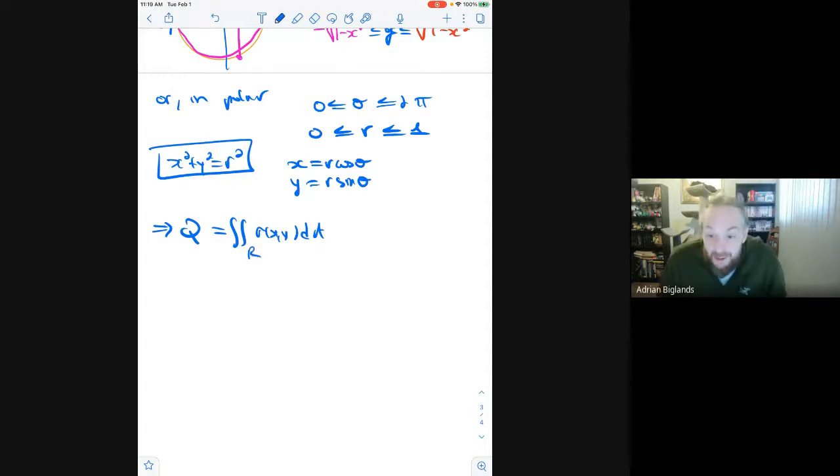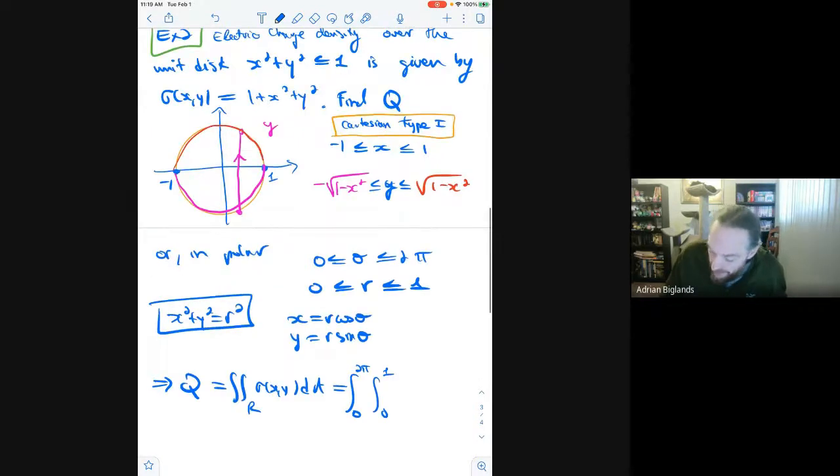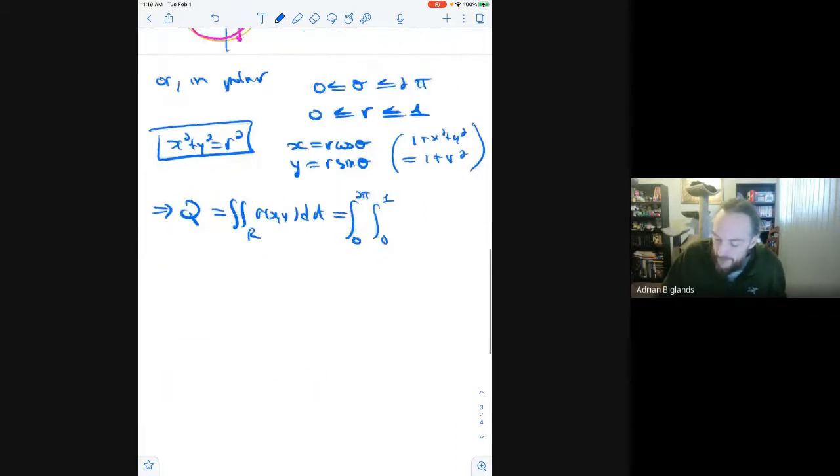Because this time we drew our picture and decided we want to use polar, this is going to be the integral from 0 to 2 pi, the integral from 0 to 1 of, when we convert our function, 1 plus x squared plus y squared equals 1 plus r squared. So that's our sigma. So this will be 1 plus r squared. And then don't forget we have r dr d theta as the differential when we do this in polar.